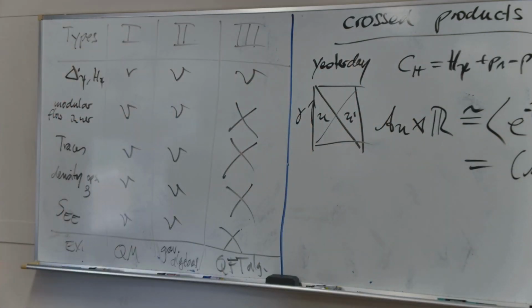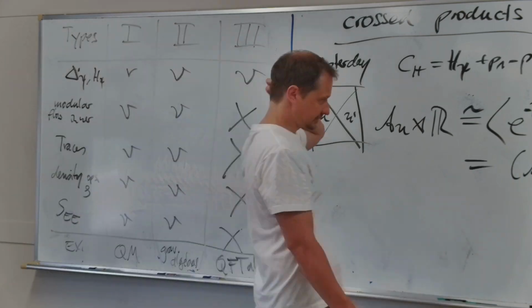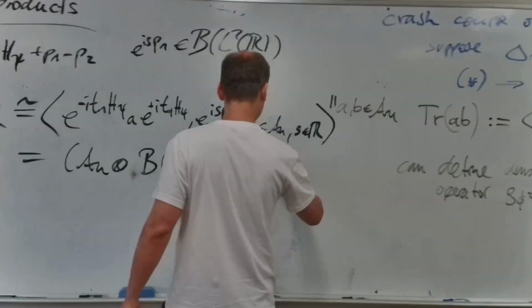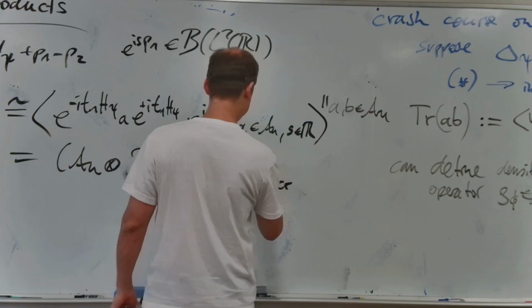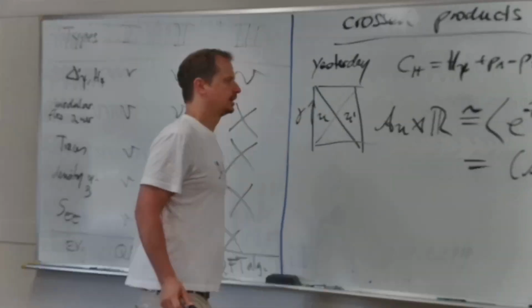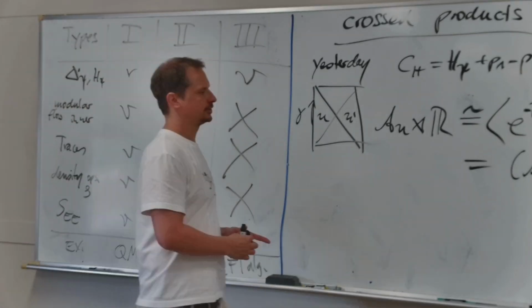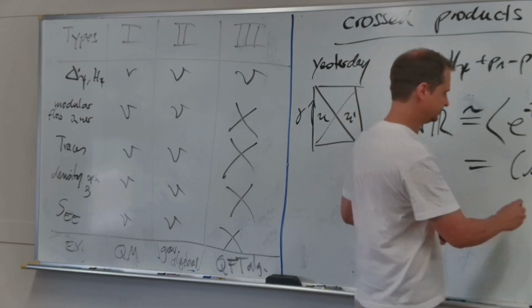And so now I just give you a little bit of intuition why this cannot be a type 3 algebra anymore. Let's call this here A crossed R, or cross product. You know, this here is type 3.